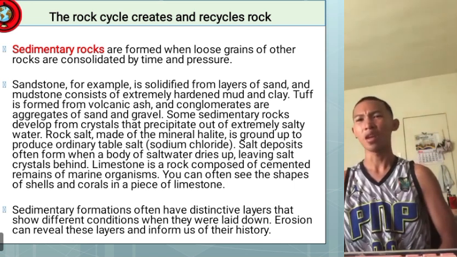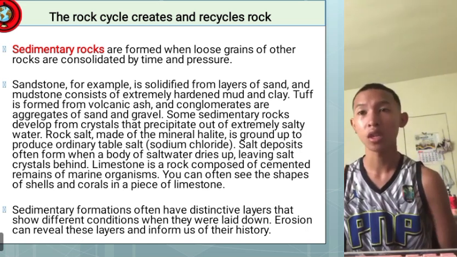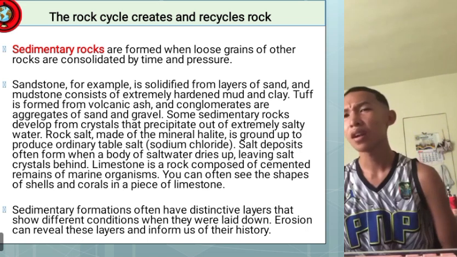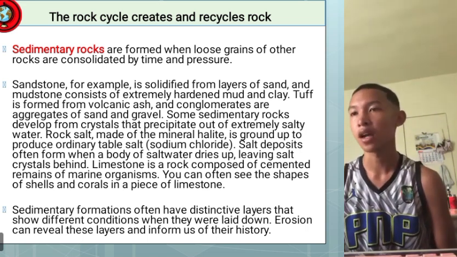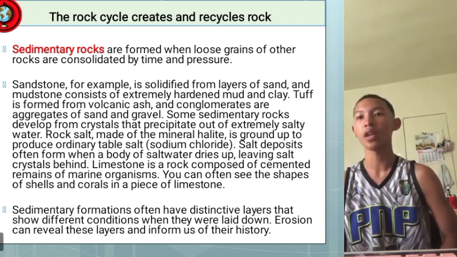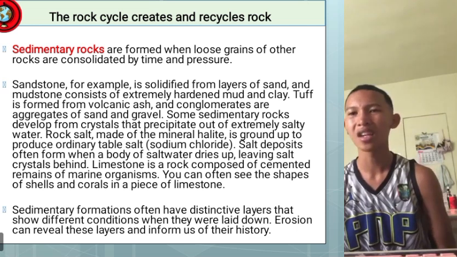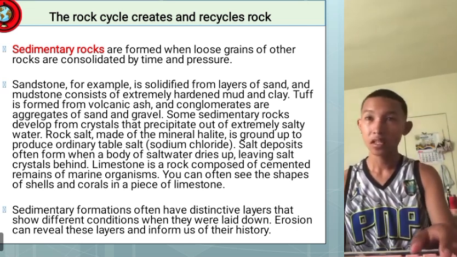Limestone is a rock composed of cemented remains of marine organisms. You can often see the shape of shells and corals in pieces of limestone. Sedimentary formations often have distinctive layers that show different conditions when they were laid down. Erosion can reveal these layers and inform us of their history.